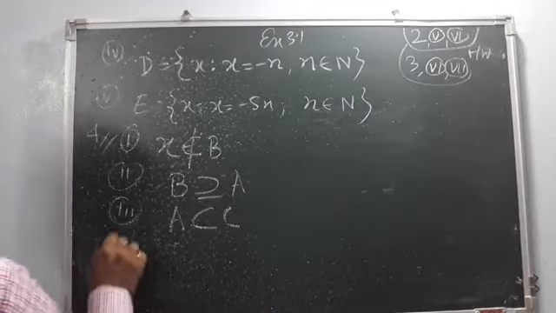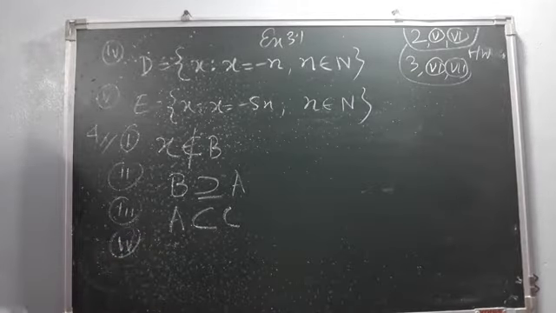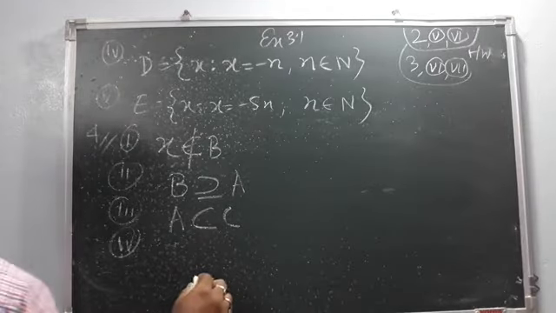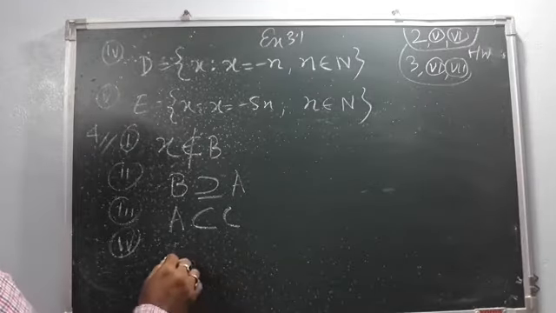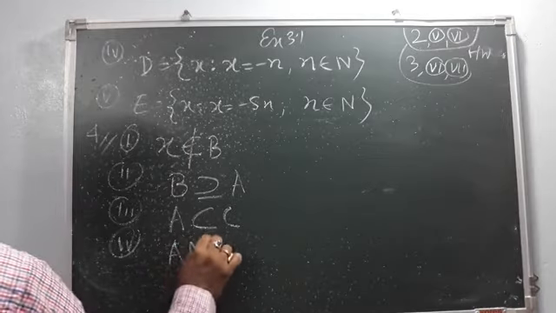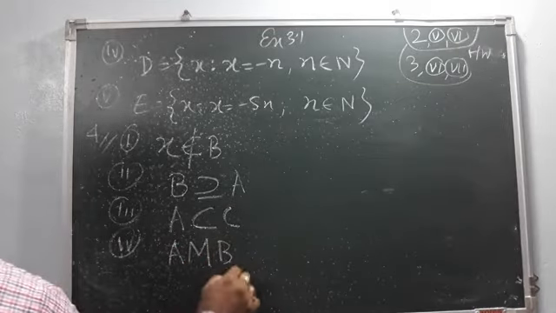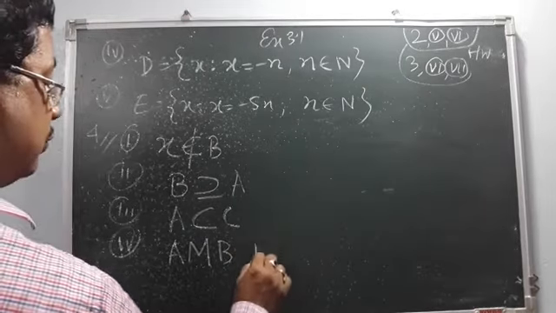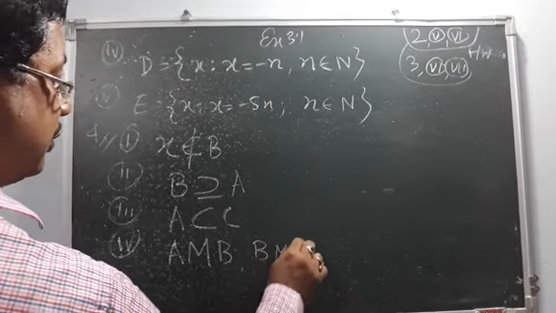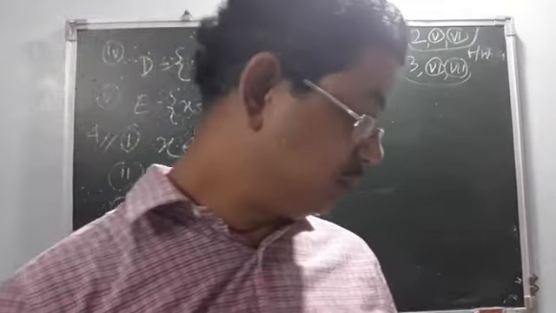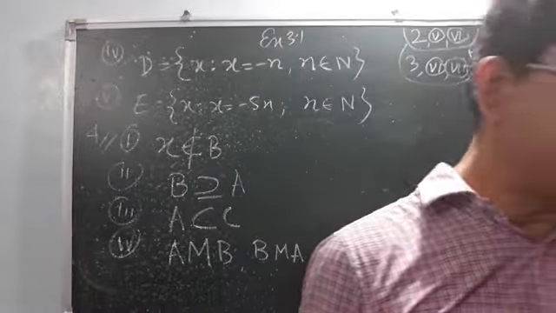Then 4. Neither A is a subset of B nor B is a subset of A. So we will say A not subset of B, with this symbol, and B is not a subset of A, so we will write B not subset of A. So these are the things we have done in question number 5.